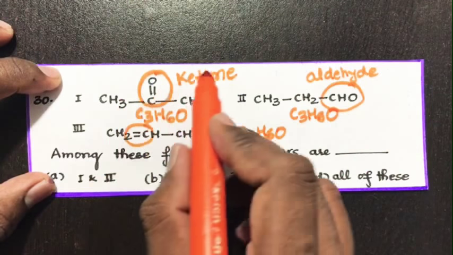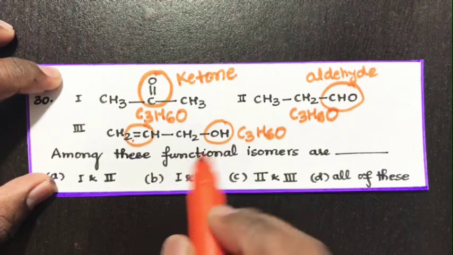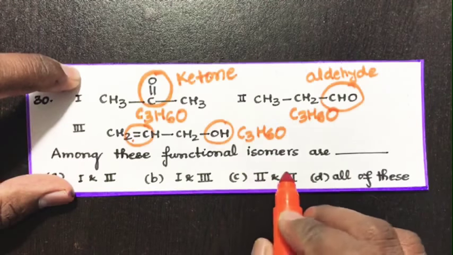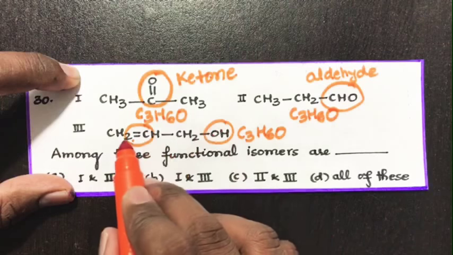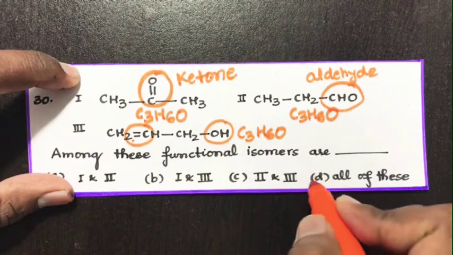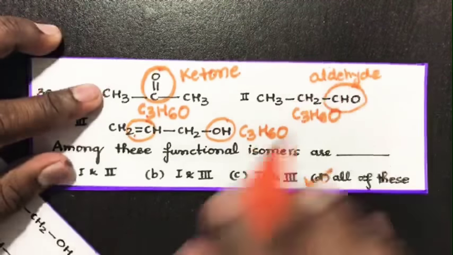1 and 3, now it has ketone, and it has alkene and alcohol, so again these 2 will be functional isomers. Coming to 2 and 3, again this has aldehyde functional group and it has alcohol and alkene functional groups, so again these 2 are functional isomers. So all of them are functional isomers in this case.